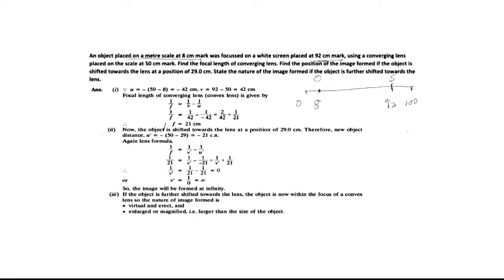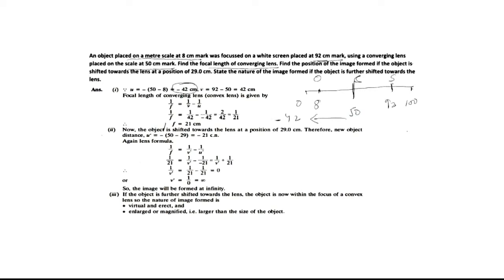Clear? Using a converging lens placed on a scale at 50 centimeter mark. At 50 centimeter mark, you have placed a convex lens or a converging lens. So the first part of the question is: find the focal length of converging lens. Now the object distance becomes 50 minus 8 centimeter. It becomes 42, but it is placed left to the convex lens, so it becomes minus 42 centimeter.